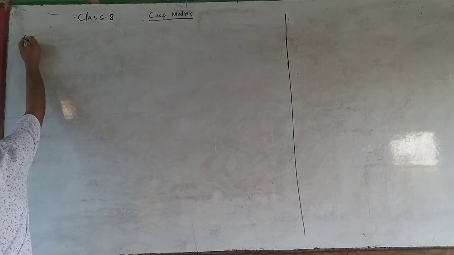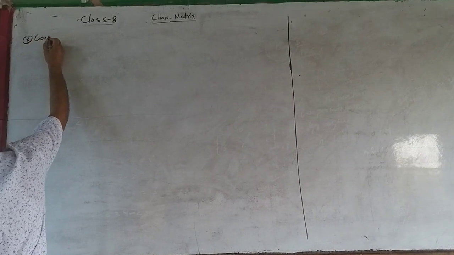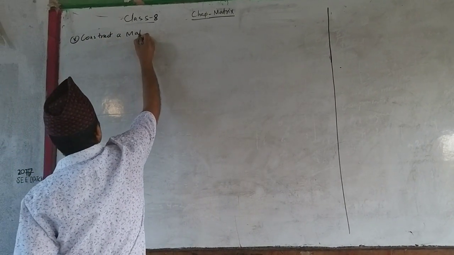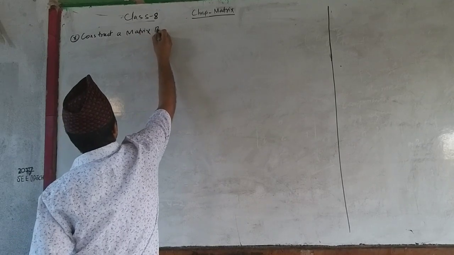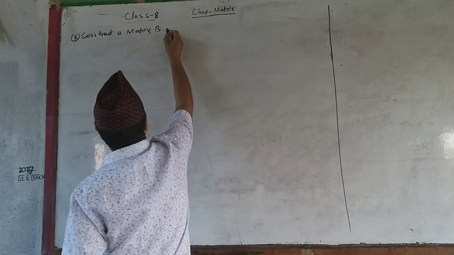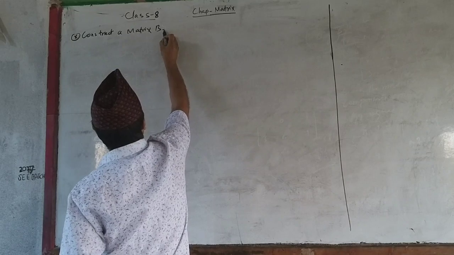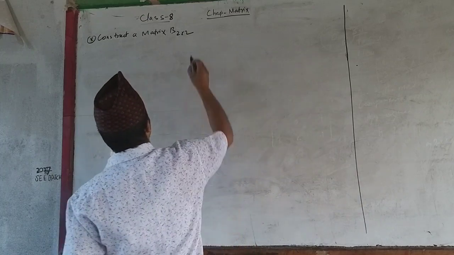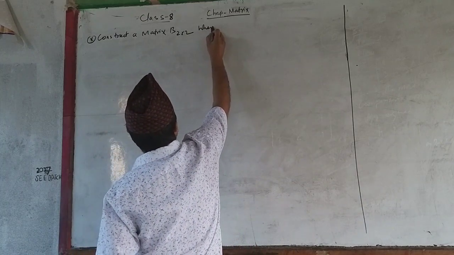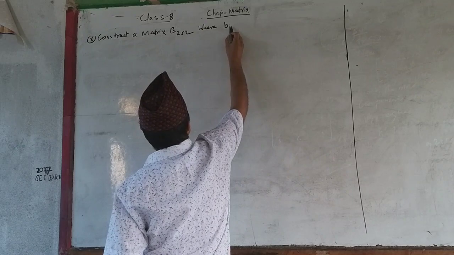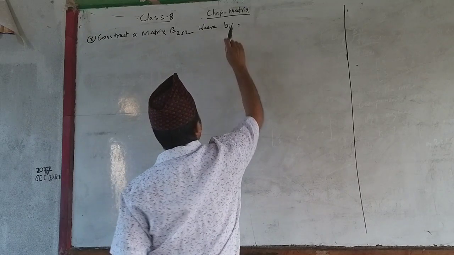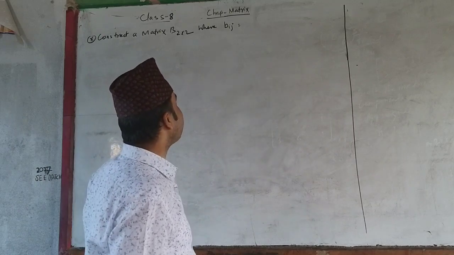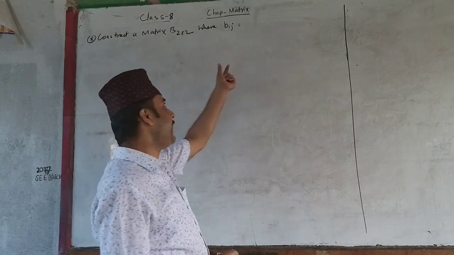So here, construct a matrix B of order 2 by 2, where Bij, the elements of the matrix B, is following a rule. Bij. Now you make anything you like.